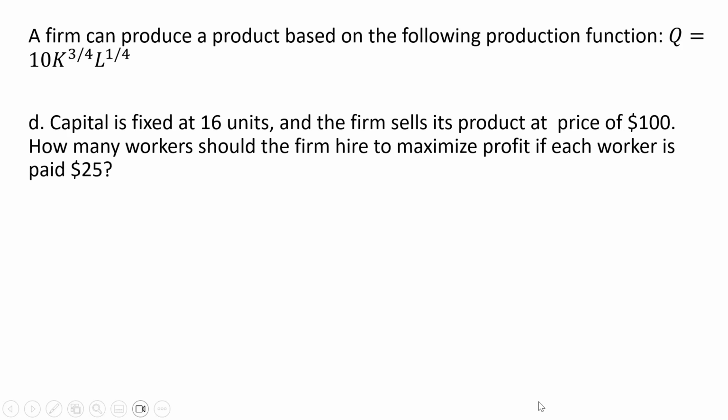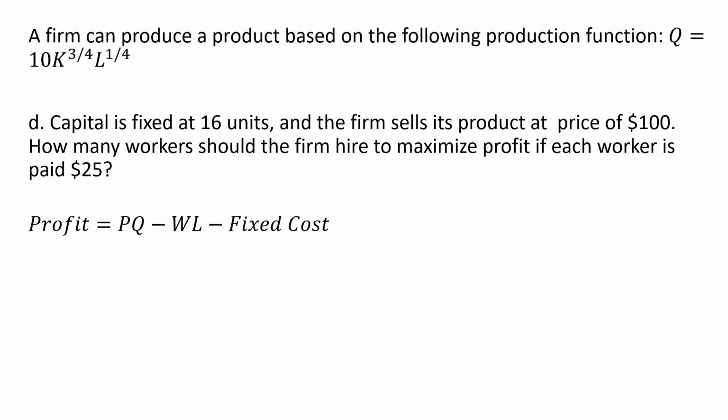And our last question here, same production function. We're told capital is fixed at 16 units. The firm sells its product at a price of $100. How many workers should the firm hire to maximize profit if each worker is paid $25?